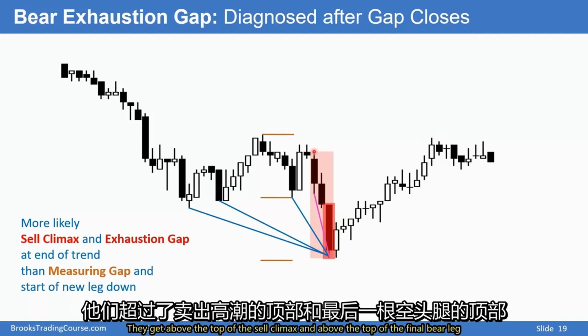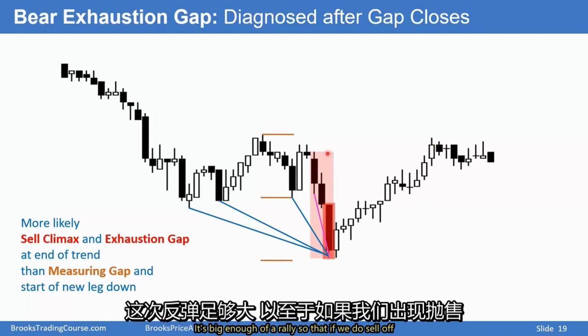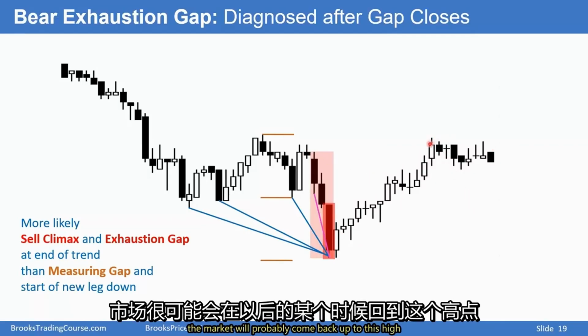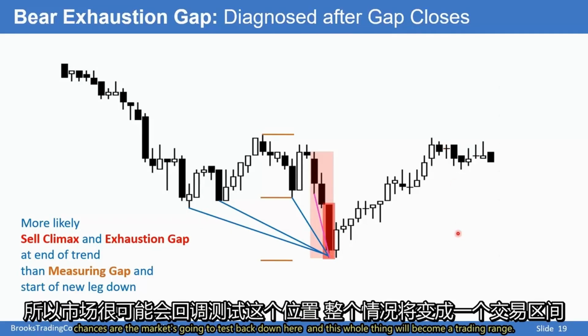They get above the top of the sell climax and above the top of the final bear leg, but they only have 1 leg up. It's big enough of a rally so that if we do sell off, the market will probably come back up to this high at some point later on. Because the bears were never able to get out here, chances are the market's going to test back down here, and this whole thing will become a trading range.